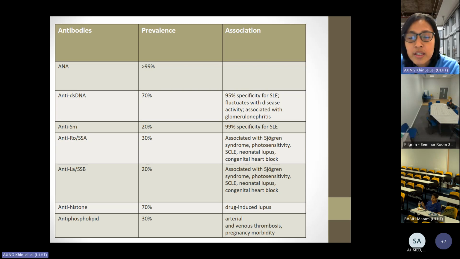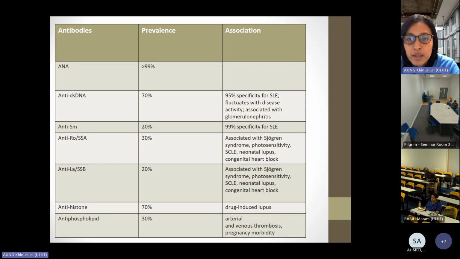Double-stranded DNA is seen in 70% of patients. It correlates with the disease activity as well. We can do it as a baseline, and then repeat it at further follow-up to see the disease activity. It is very specific for lupus as well. It fluctuates with disease activity. It is associated with lupus nephritis. Smith antibody: the prevalence is low, but it is very specific for lupus. Anti-double-stranded DNA and anti-Smith antibody are very specific for lupus.